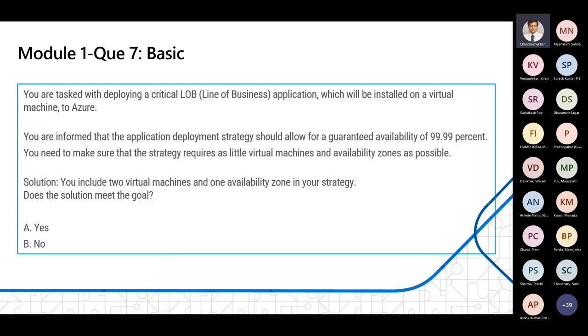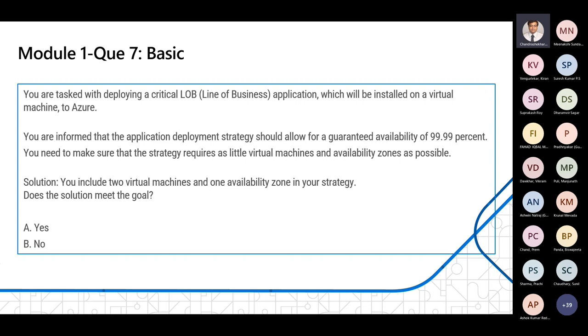You are tasked with deploying a critical line of business application. Line of business applications are those applications that, if they go down, affect all other applications also, which will be installed on a virtual machine in Azure. They are critical in the sense that if anything goes wrong with them, it affects the whole line of process.